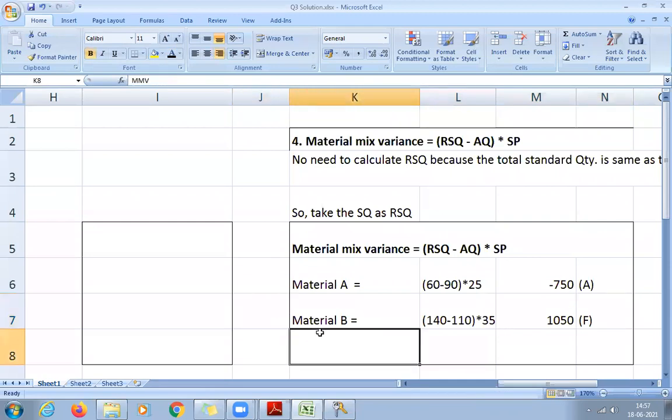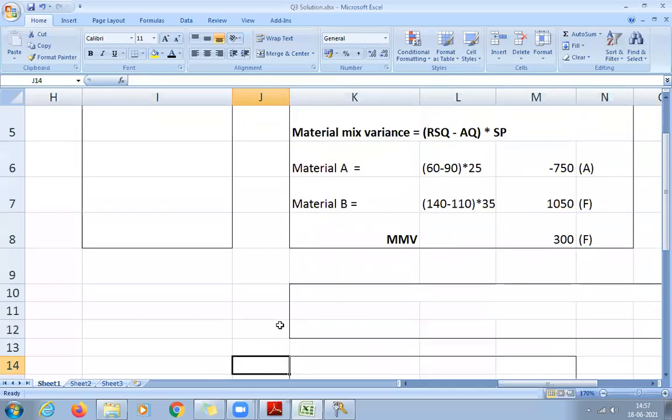So calculate the material mix total. Add both of that. 300 favorable. So material mix also they're doing favorably. The mixing of material A and B to manufacture a particular chemical also is good. So no need to worry much.